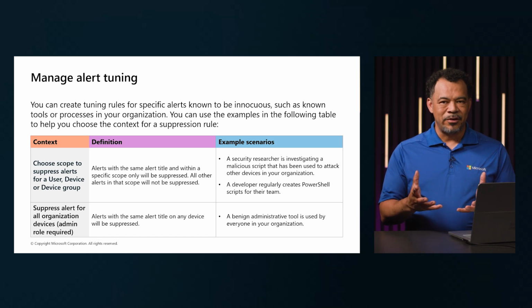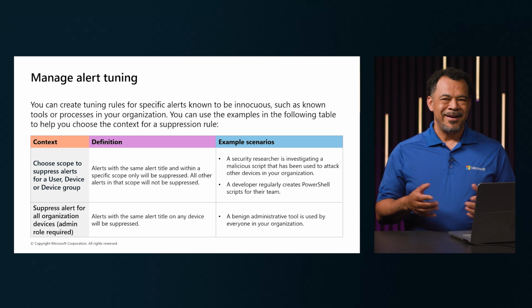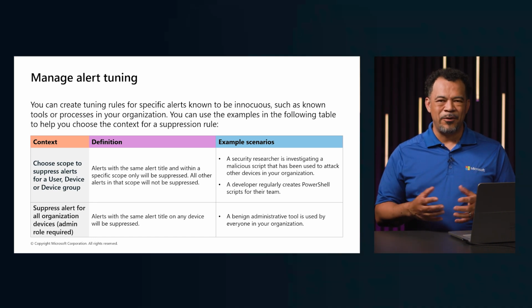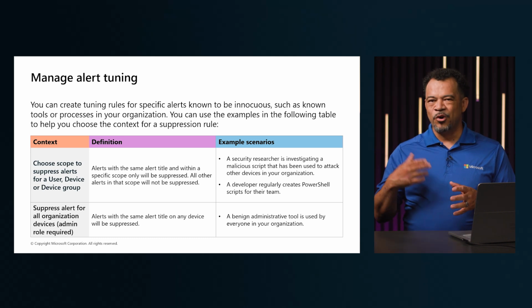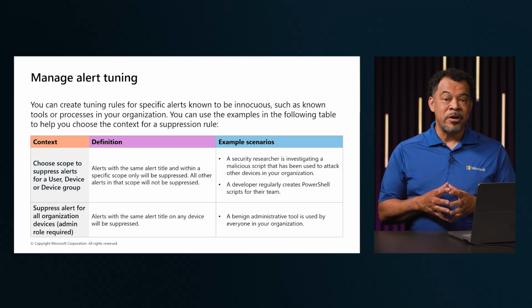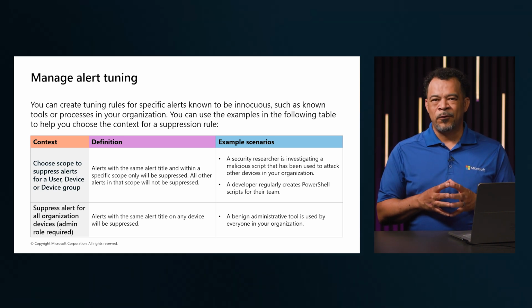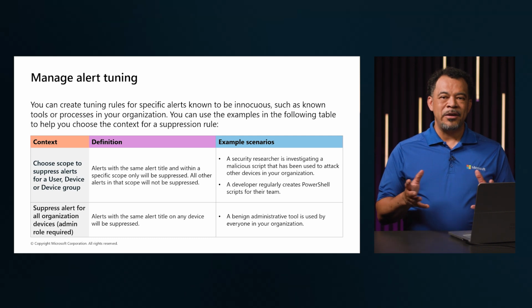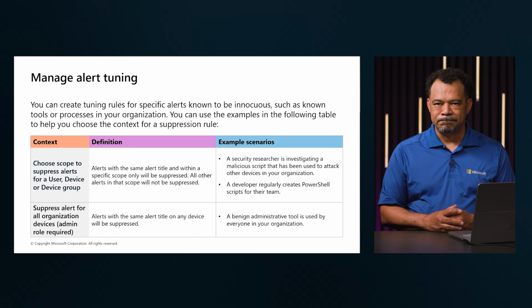First, you can suppress alerts for a specified user, device, or device group. And this is useful, for example, when a developer is running a PowerShell script as part of their normal workflow. Second, if you're an admin, you can suppress alerts across the entire organization. This is ideal for tools that are widely used and known to be safe, like a common administrative utility.